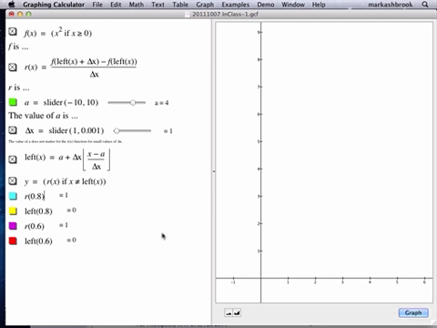Okay. So we've been working on this situation regarding the area of a square. I have defined up here f of x equals x squared, if x is greater than or equal to 0. So what is this function f? What function is f?